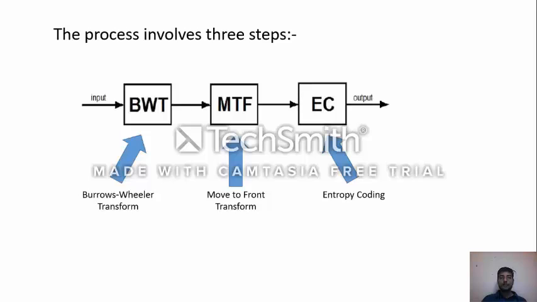Outline structure of the Burrows-Wheeler algorithm. The process involves three steps. There's the input, which goes into BWT, that stands for Burrows-Wheeler transform, which then goes into MTF, which stands for move to front transform, which then goes into the last step, which is EC, which stands for entropy coding, and then you get your output.